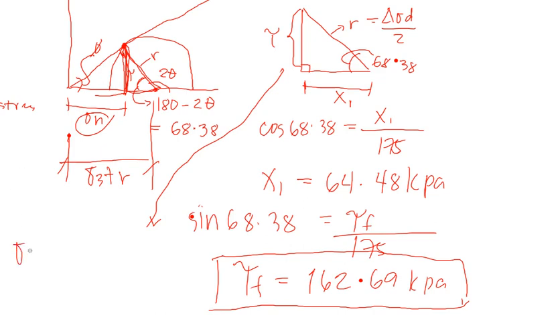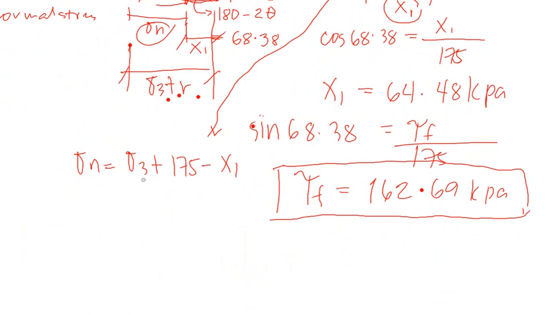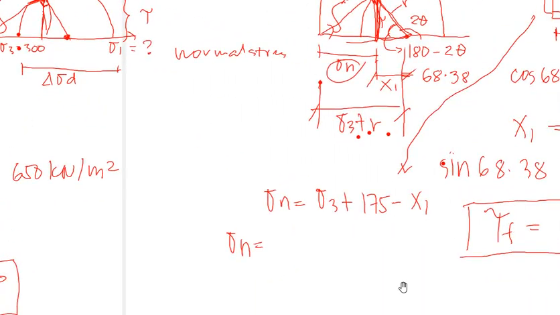So, looking at these figures, yung normal stress natin is equal to sigma 3 plus R minus yung X1 na sinolve natin kanina. Kasi this is X1, right? Kasi ito yung triangle natin kanina. So, yung sigma N natin, yung normal stress natin, that is equal to sigma 3 plus yung radius natin, which is 175, minus yung ating x1. So, yung value na natin ngayon dito sa ating normal stress, that is equal to, yung sigma 3 natin is, ano yung value natin ng sigma 3? That is 300.